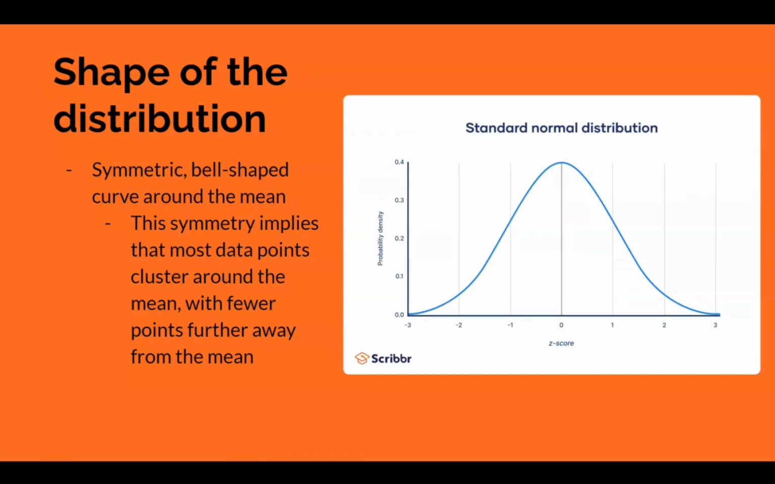So, shape of the distribution. A shape of the normal graph, a normal distribution, should normally be symmetric, bell-shaped, and curved around the mean. This symmetry implies that most data points cluster around the mean with fewer data points further away from the mean.